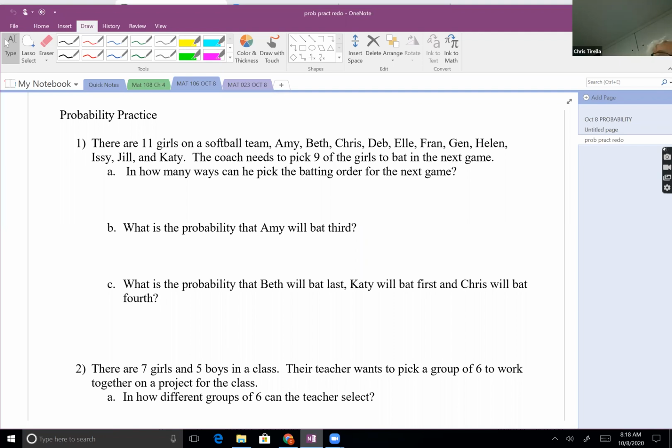So the question says there are 11 girls on a softball team: Amy, Beth, Chris, Steph, Al, Fran, Jen, Helen, Izzy, Jill, and Katie. And so they're distinct objects. Everybody's different. The coach needs to pick 9 of the girls to bat in the next game. Part A says, in how many ways? And so is everybody all right that how many ways tells me my answer is going to be a whole number?